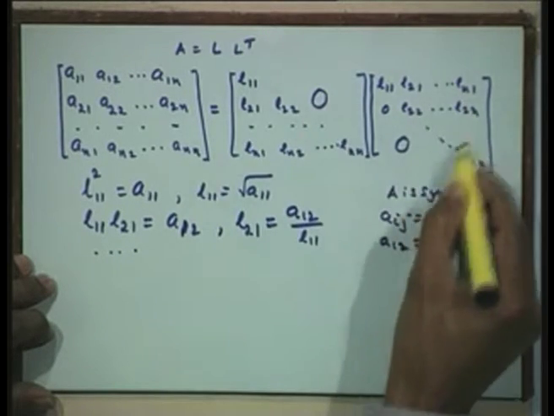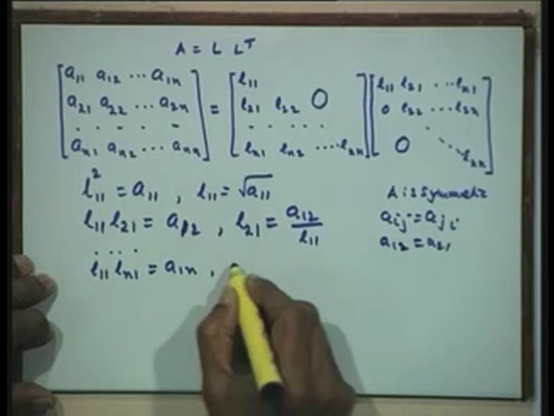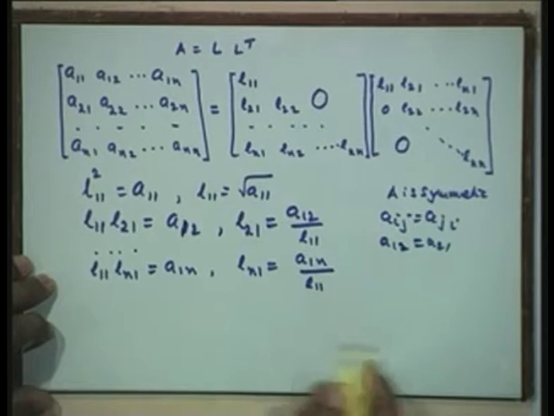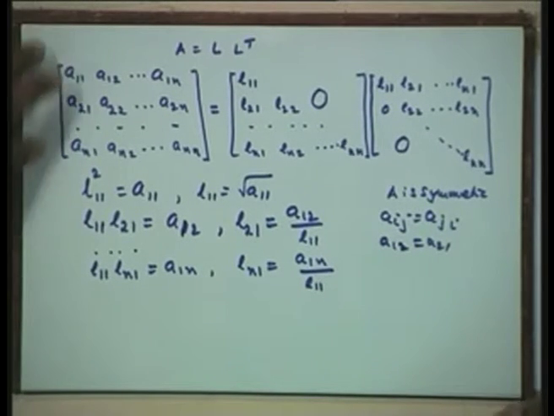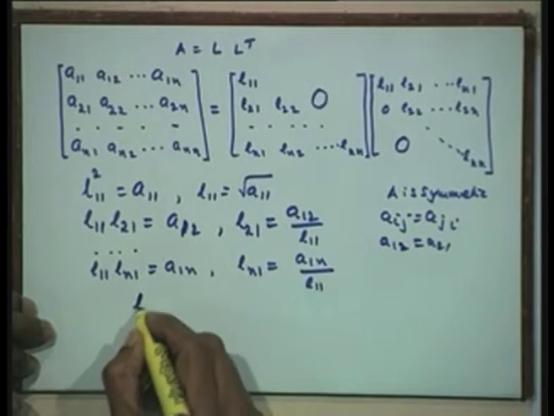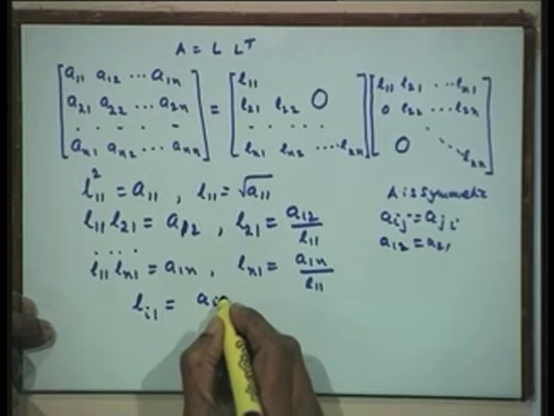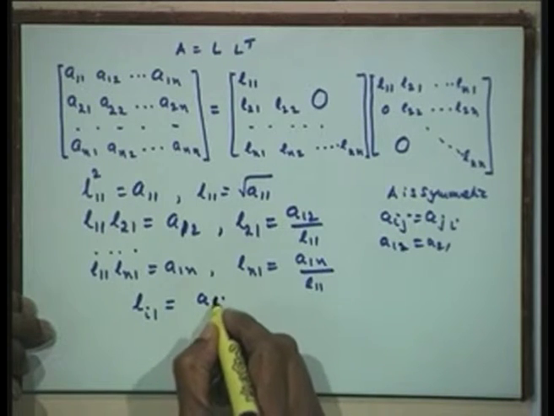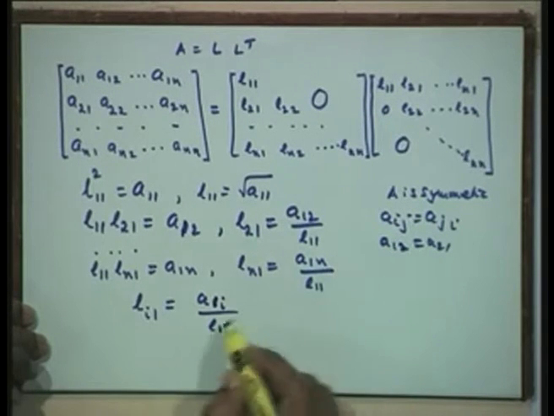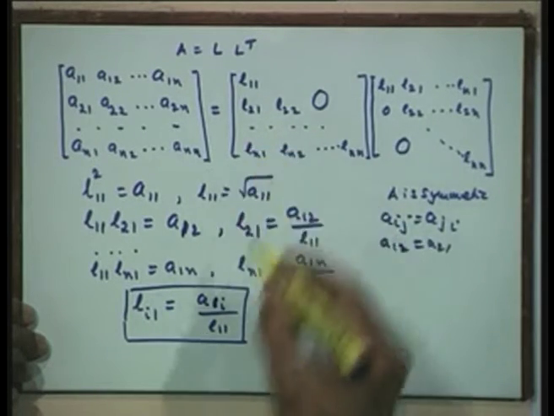The first row and the last column will give me L11 Ln1 is A1n. Therefore, Ln1 is A1n upon L11. Therefore, the entire set can be simply written as Li1 is equal to A1i by L11. This is L21, L31, Ln1 is A1n by L11. So, this is the first column of L that we have obtained from here.